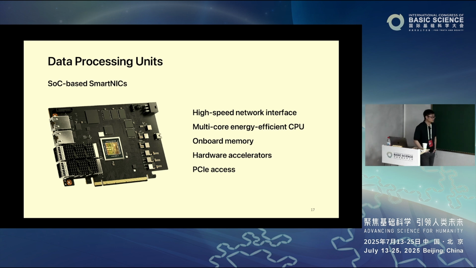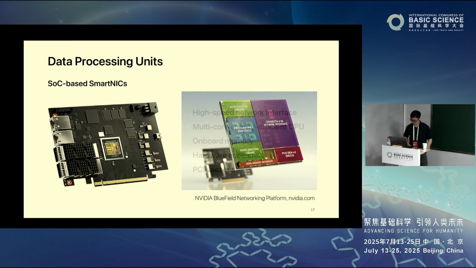So this figure shows the NVIDIA BlueField 2 DPU board, right? And if we break it down, it basically has the components I just mentioned. It has a ConnectX-6 NIC, some hardware accelerators, some ARM cores, a PCIe switch, and some onboard memory.